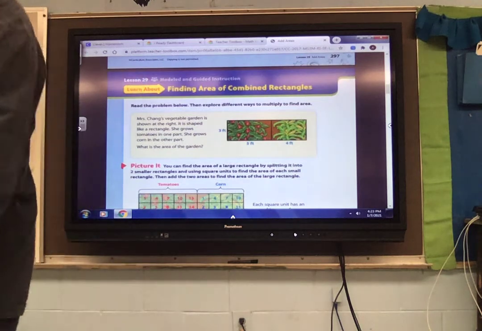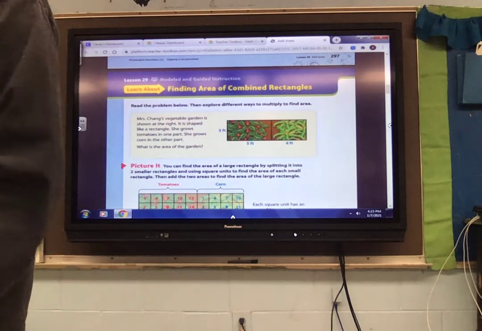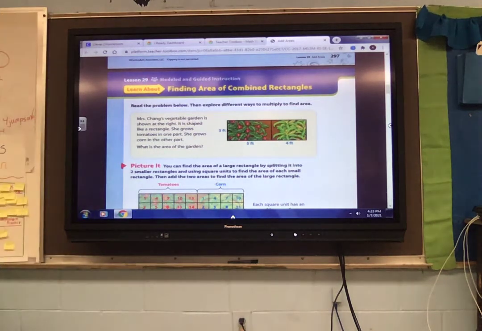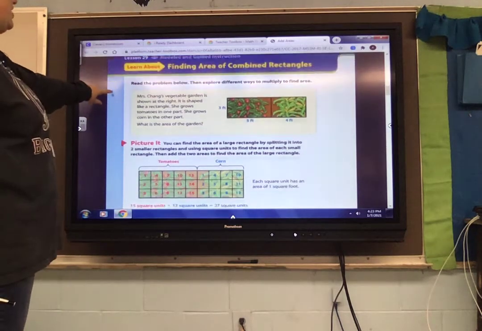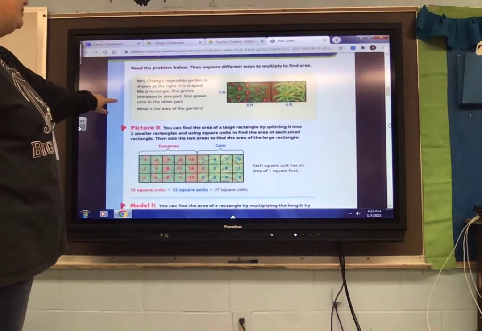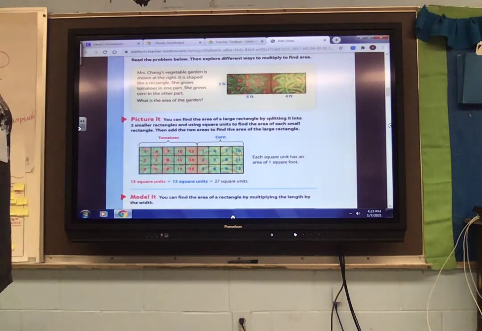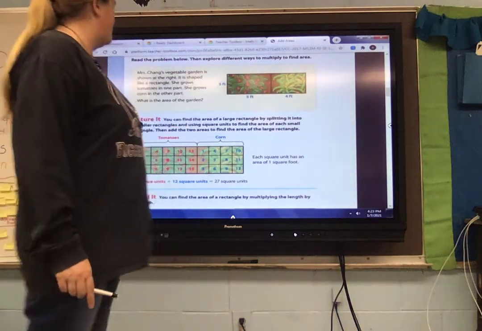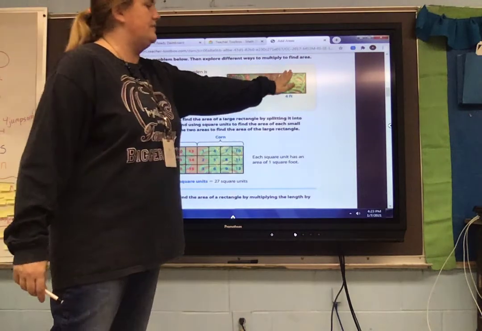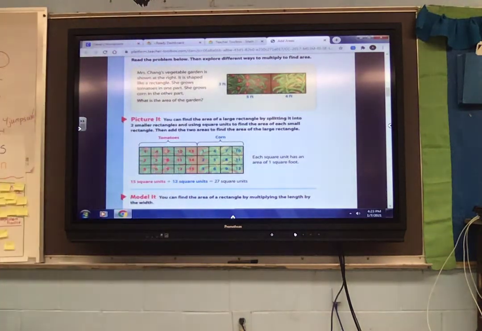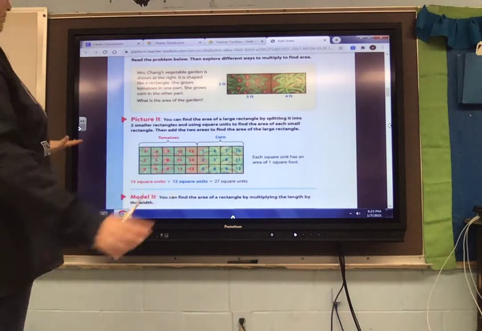We're going to keep going, still working on area. Page 298. Miss Chang's vegetable garden is shown at the right. It's shaped like a rectangle. She grows tomatoes in one part, that's this side, and she grows corn, that's over here, in another part. What's the area? We want the area of her whole garden.